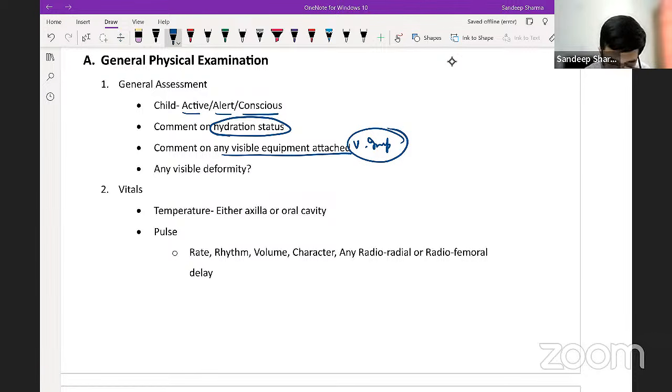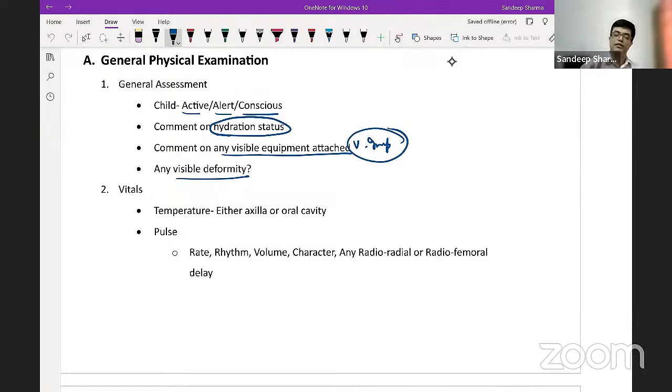And you will also comment upon any visible deformity in the child. Many times, the child will be lying and one of the limbs will be short, or the child will have a trauma case, surgery may have been done, the child will have visible bruising, or sometimes you will have syndromic cases. One ear will be absent or a small ear. So you have to mention it in the general assessment itself.